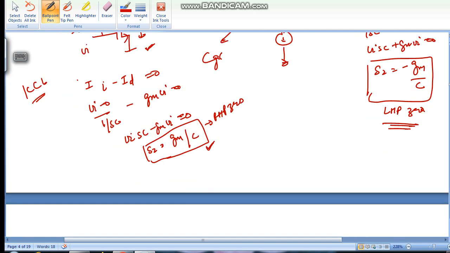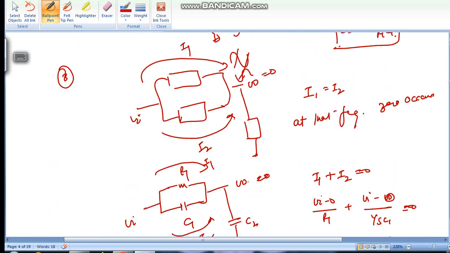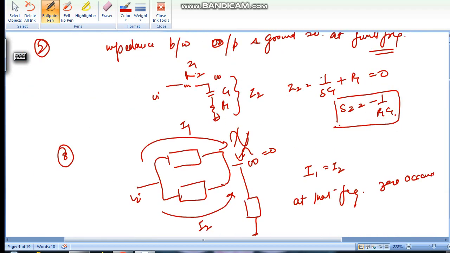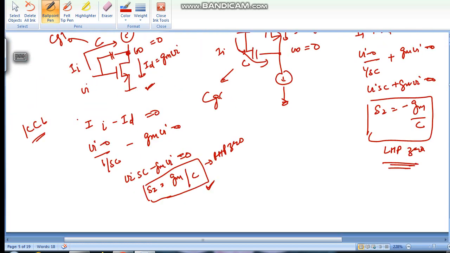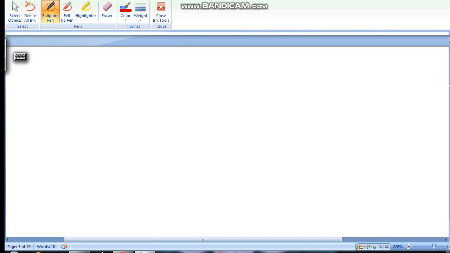Okay, so in this video we have seen how zeros occur and how to create zeros. And usually we put one resistor here. So okay, let's see this. What will happen if we put one resistor here?